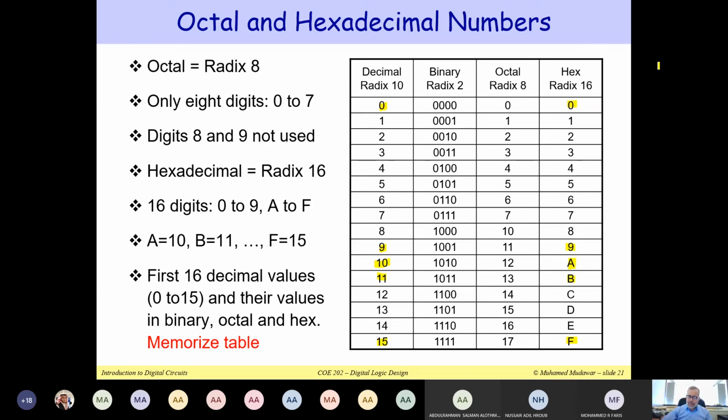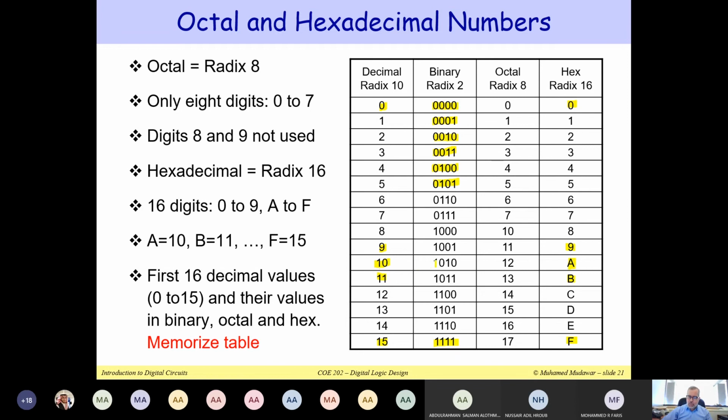So 0 in binary, if I use 4 bits, will be 0, 0, 0, 0. 1 will be 0, 0, 0, 1. 2 will be 0, 0, 1, 0. 3 will be 0, 0, 1, 1. 4 will be 0, 1, 0, 0. This one will be 4. This is 5, and so on. And finally, 15 will be 1, 1, 1, 1. Notice that this is 8 plus 4 plus 2 plus 1. This will give you 15.